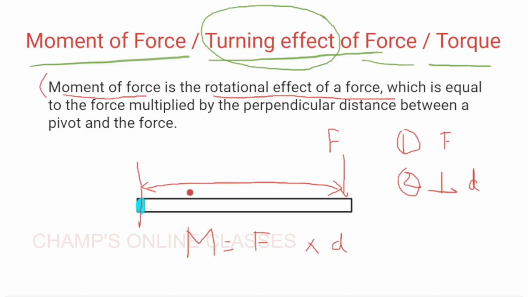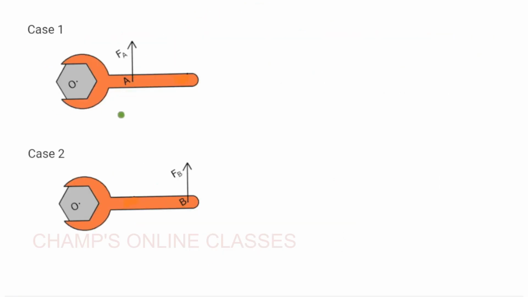Now let's understand this by an example. This is your wrench or spanner which we use for a nut bolt. Now let's try to understand moment of force by a wrench. Now what was the formula for a moment of force? That is force into distance.